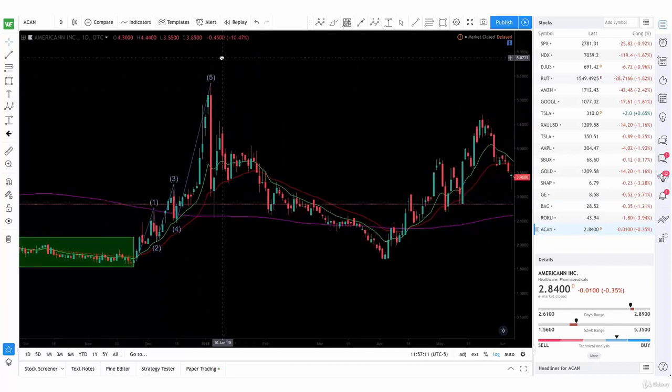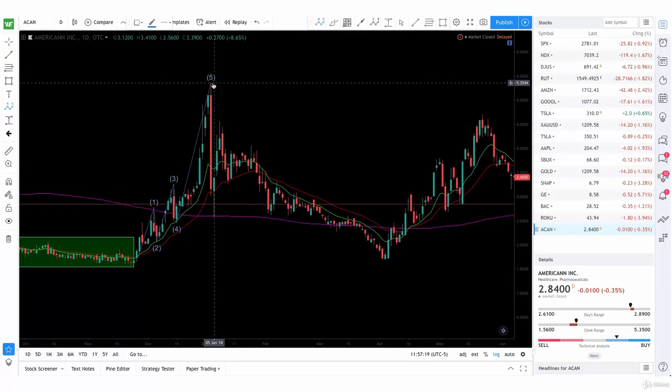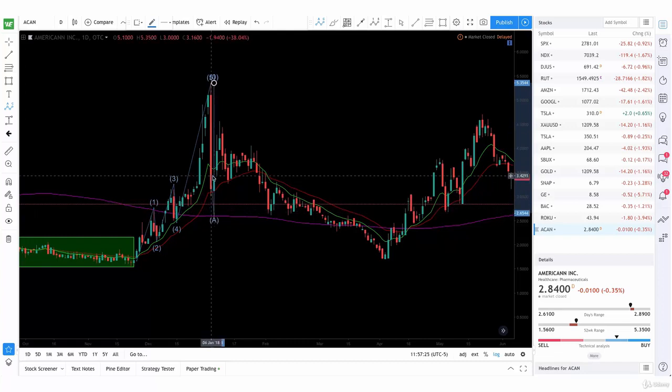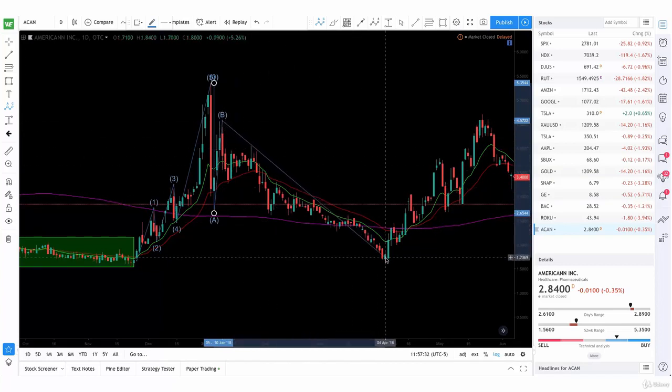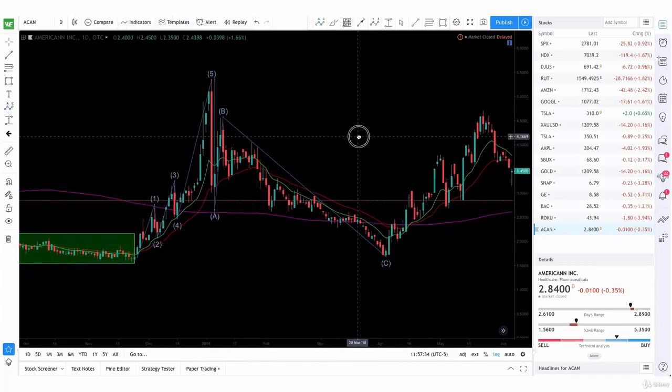Then after that, what happens? We get our corrective waves, which go into ABC. It's called an ABC correction. So we're going to take it from the top all the way to this bottom. And then we get a little bounce up. That will be our B. And then we get all this big C correction going all the way down.